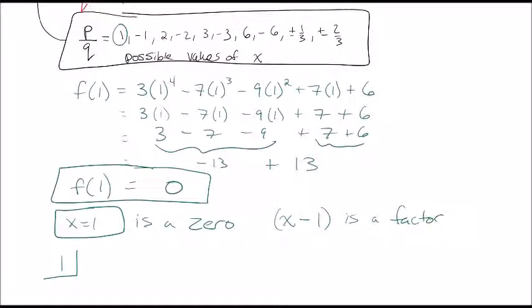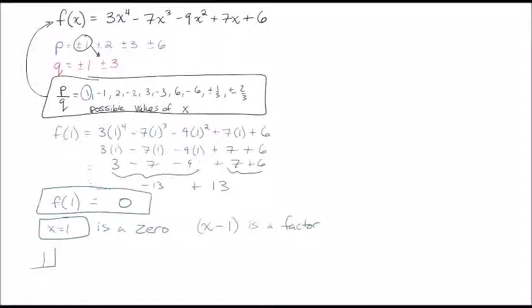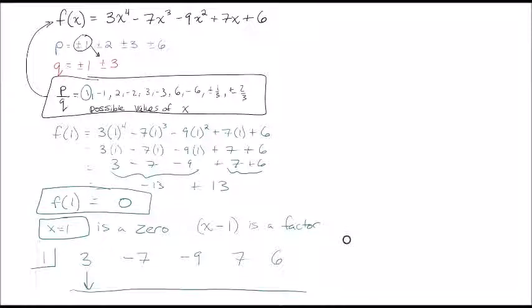So the original function is, let me see if I can get it all in here. Yeah, there we go. The coefficients of the original function f of x are 3, -7, -9, +7, and a 6. So synthetic division, the way that this works here, is we just bring down the 3.